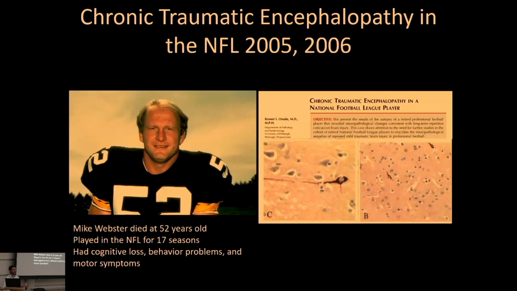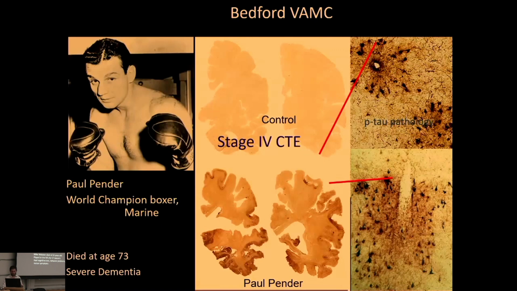So where do we get into this? Where does BU come into the picture here? Dr. Ann McKee, who runs the BU CTE Center and the Alzheimer's Disease Center now, is a neuropathologist up at the Bedford VA Hospital. Dr. McKee is an expert in Alzheimer's disease, and that was some of her primary research. And then a case from Paul Pender, who is a world champion boxer, a local guy, came across her desk.